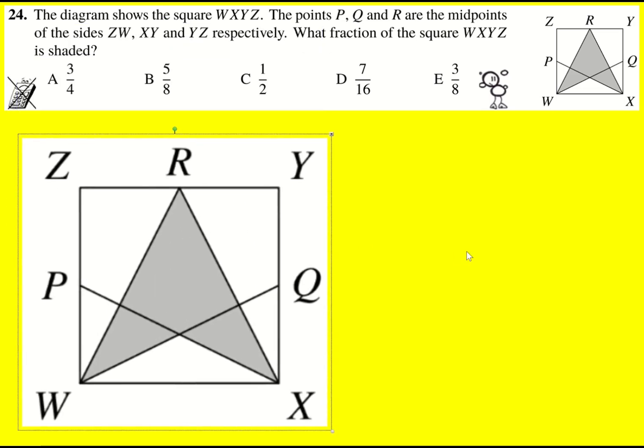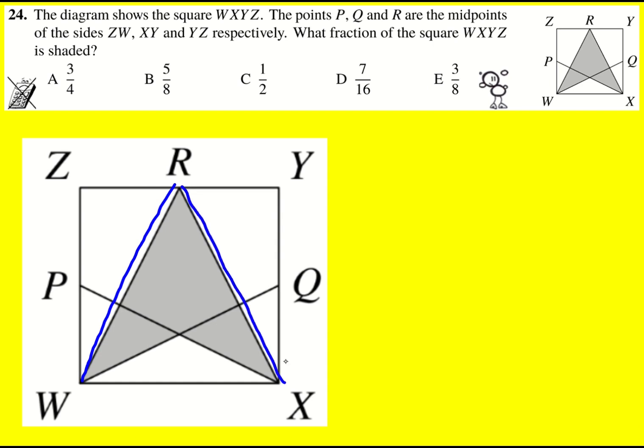This is a kind of shaded fraction question, but next level really, much more difficult than those ones where you're just counting squares. But there's still elements of that. And I'm going to start by looking at triangle WRX. So because this has the same base as the square and the same height, then triangle WRX is half of the area of the square.